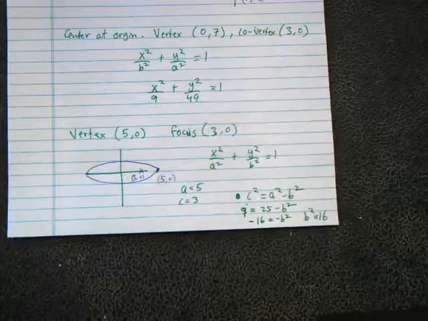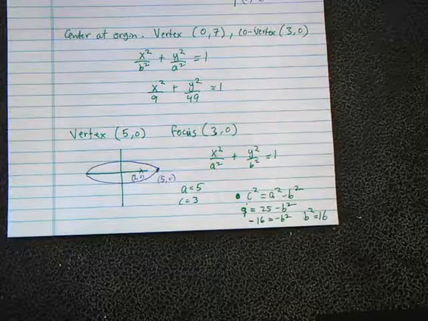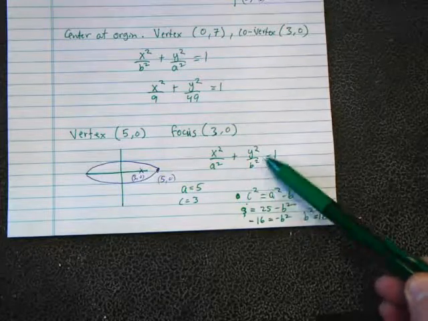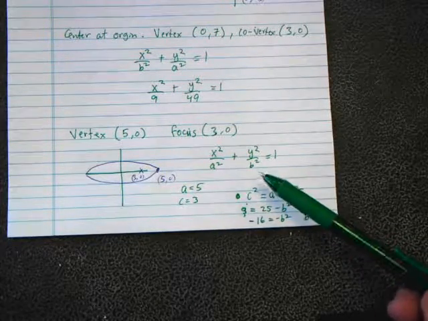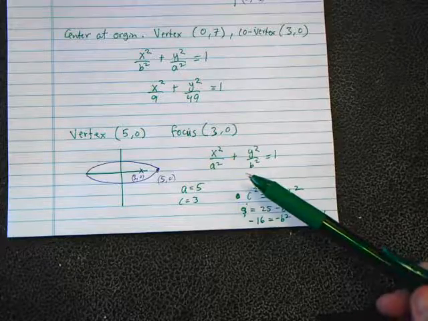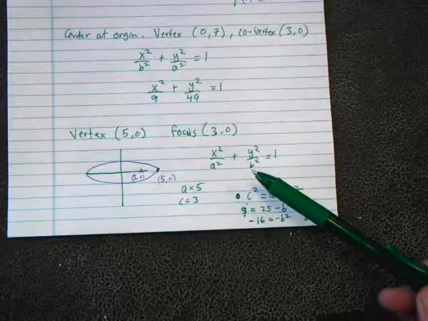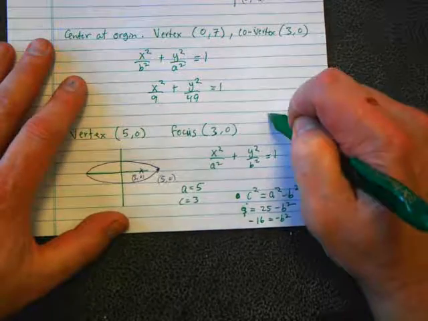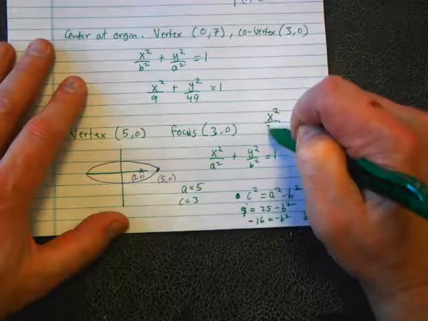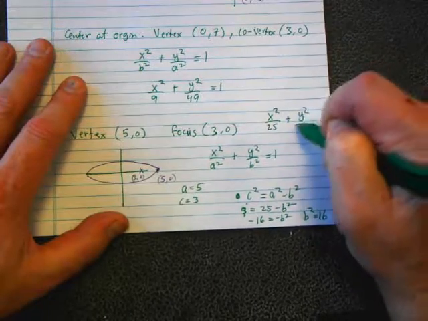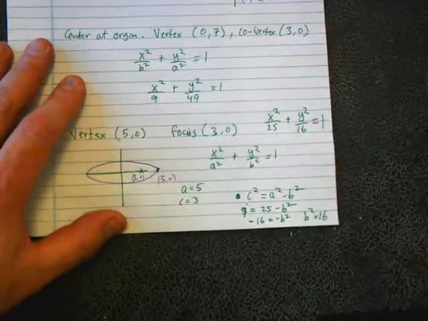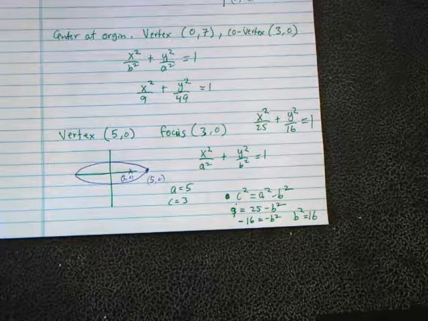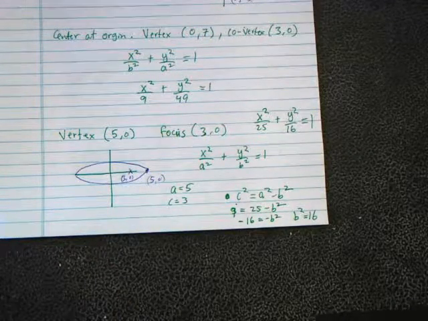The truth is I really don't need to know b, I really need to know b squared, because in my equation I want b squared right there. Quite often b won't come out to be a nice number, but that's alright, we just need b squared anyway, and b squared will come out to be a nice number. Final answer looks like x squared over 25 plus y squared over 16 equals 1. Questions on that?